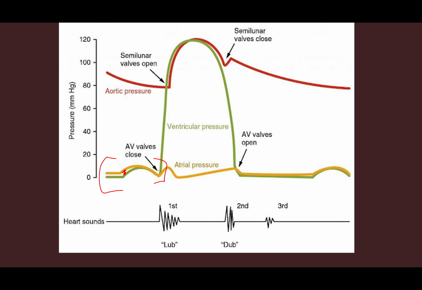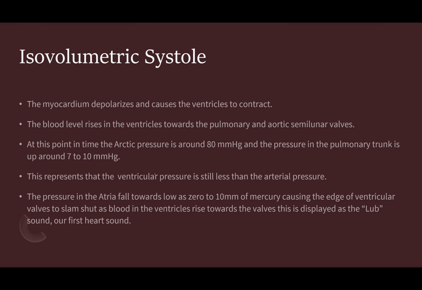And then after a while now, the AV valves, the atrioventricular valves, will close. We're going to look at that now. And this is what we call isovolumetric systole. The myocardium depolarizes and causes the ventricles to contract. The blood level rises in the ventricles towards the pulmonary and the aortic semilunar valves.